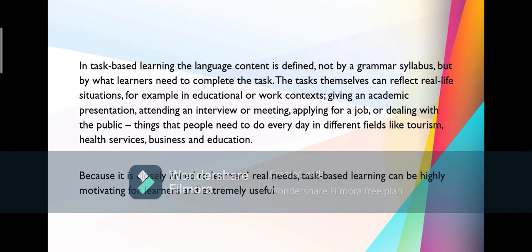In task-based learning, the language content is defined not by a grammar syllabus but by what the learners need to complete the task. Tasks themselves can reflect real-life situations. For example, in an educational or work context, giving an academic presentation, attending an interview or meeting, applying for a job, or dealing with public things that people need to do every day in different fields like tourism, health services, business, and education. Because it is closely linked to learners' real needs, task-based learning can be highly motivating for students and extremely useful.